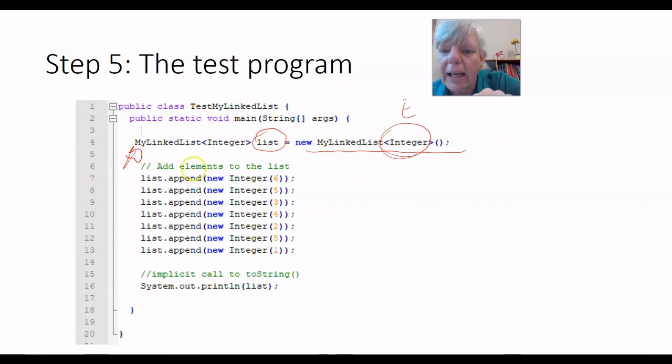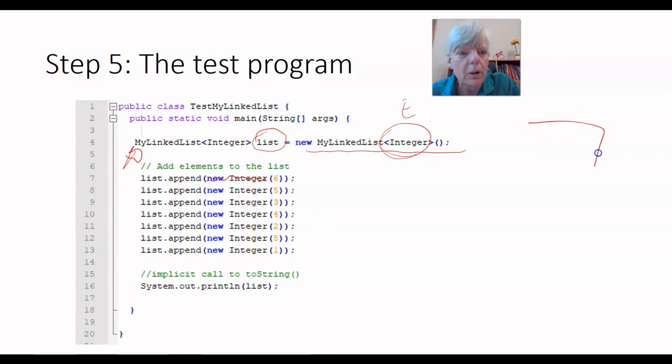And now I'm going to add elements. How do I add something to a linked list? I call append, but I have to create an object. You are going to lose marks, lots of them, if you only add a 6 there. But it's not about the marks, it's about the true understanding.